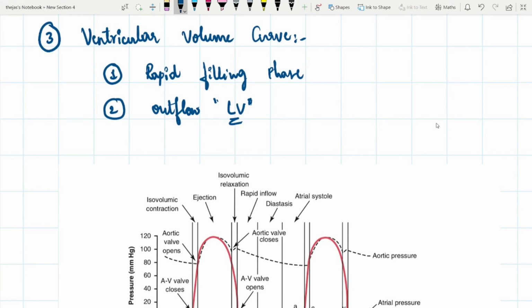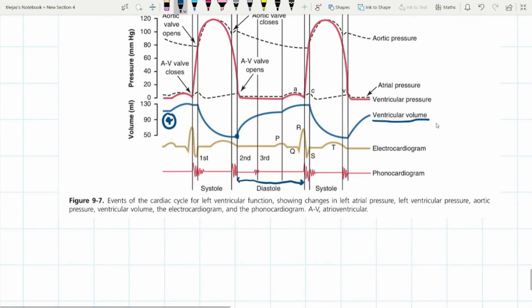The first phase is how blood comes into the left ventricle. This is in rapid filling phase. Into what? Left ventricle. This is out of left ventricle. Okay. In these two headings, I will discuss. So see this curve. So this is the point.